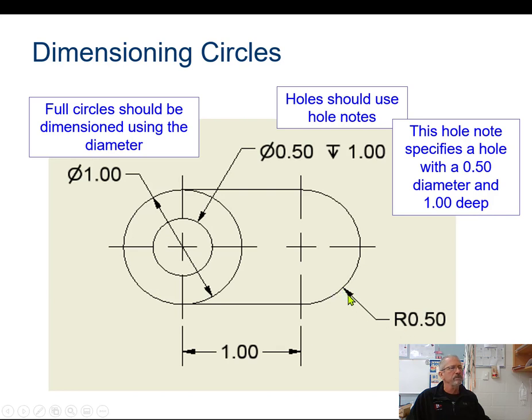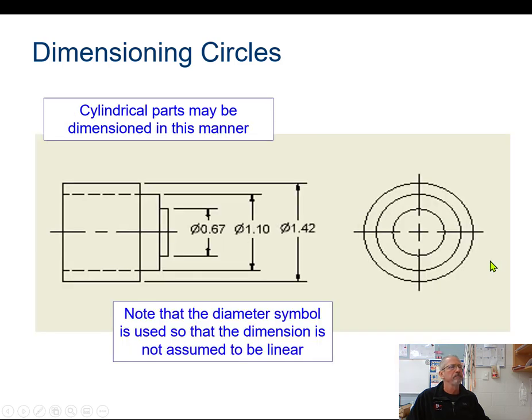Here you can see the radius. You can see that this is pointing to the center. When we have something smaller like that, we generally won't bring our leader line all the way to the center, but in a lot of cases we will. And here again, you can see diameter with the depth of the hole. So the hole goes down 1 inch.